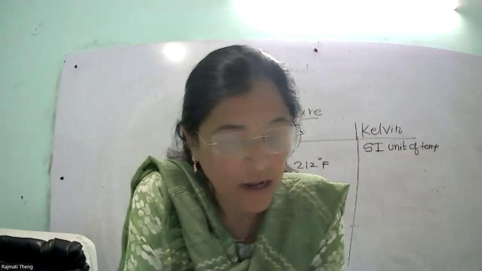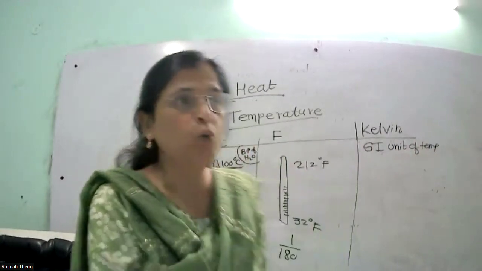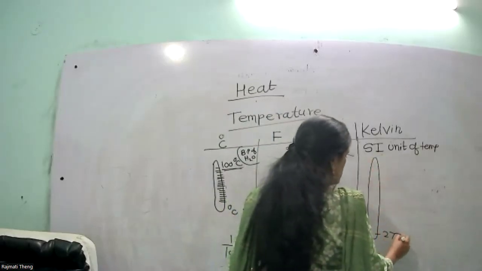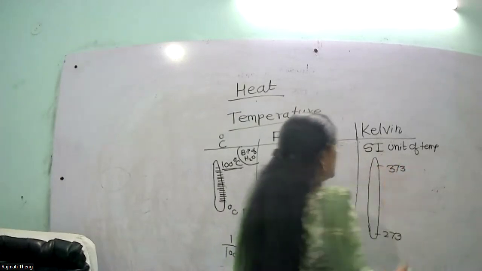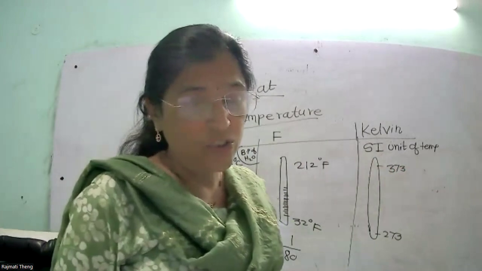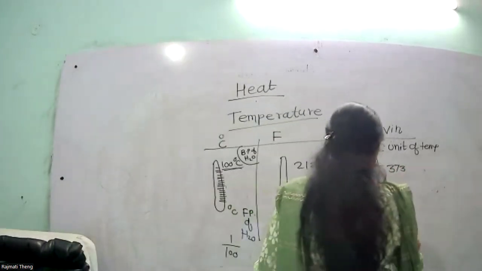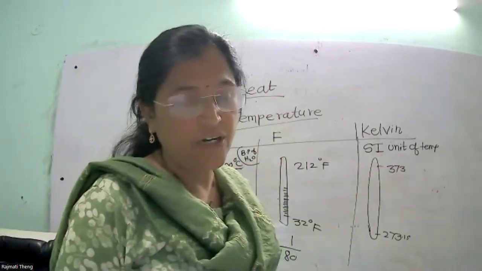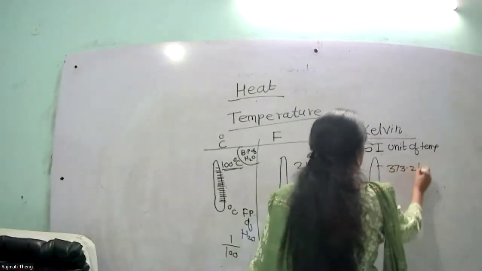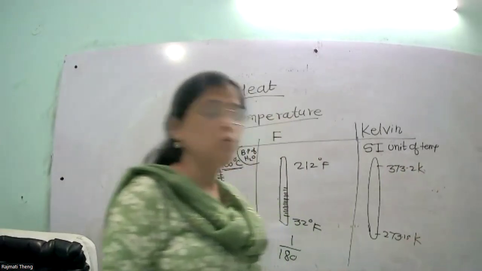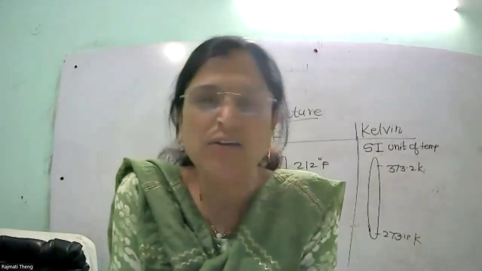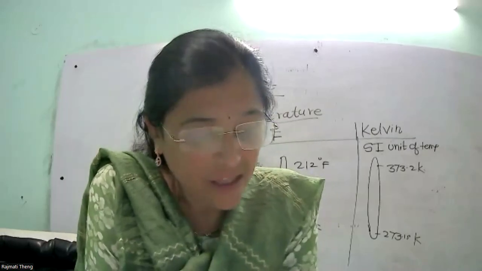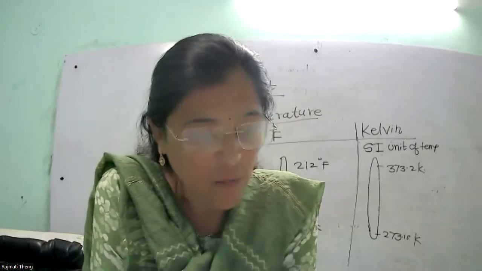boiling point of water, first one freezing point 273. Suppose this one is the Kelvin thermometer, 273 and 373. 273.15 and next one 373.15 Kelvin. Okay, 273 कंसिडर करते हैं and 373. So in between them there are 100 lines present.